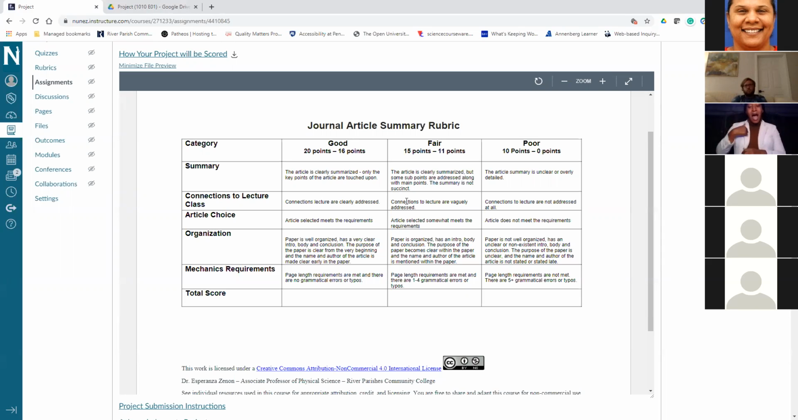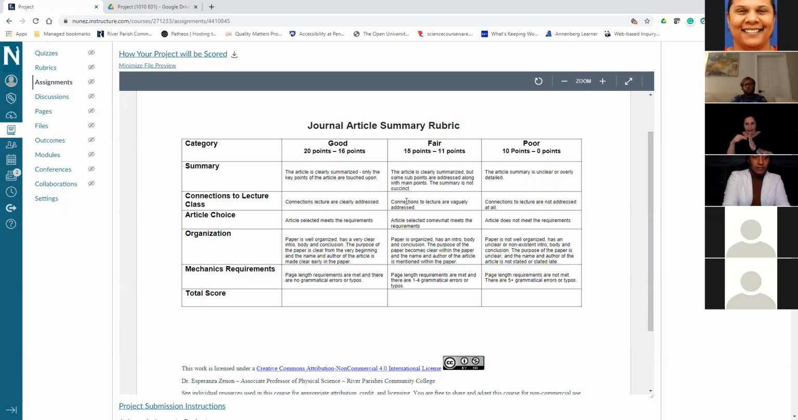Connections to lecture class. Are you telling me how the article relates to things you've learned in class? Let me be specific and give you some examples, okay? We have talked about a lot of different properties over the course of this semester. Think about it. We've done things like volume, density, mass, temperature, speed, velocity, acceleration, distance, displacement, force, momentum, impulse, energy, work, power. And all the astronomy stuff that you've covered.